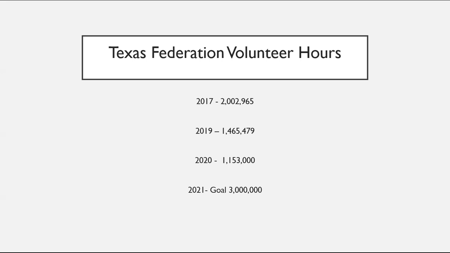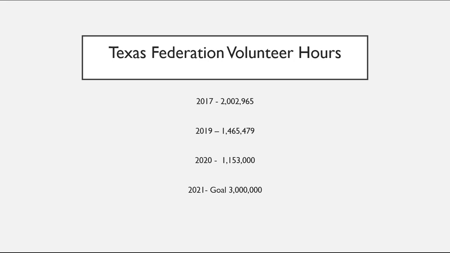In 2017, we reported 2 million hours. In 2019, 1,465,000 hours. At the end of 2020, we had 1,153,000 hours. My goal for 2021 was 3 million hours, and then COVID hit. I'm hoping to get to 2 million. We're at 1.4 million right now, so we're just behind the 2019 hours.